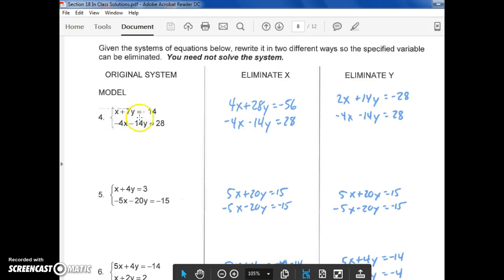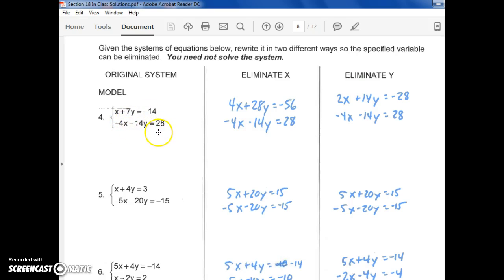On the back of this activity, we have the model, or well, we did the model. X plus 7y equals negative 14. Negative 4x minus 14y equals 28. And we're asked to set it up, but don't solve the system. So if you wanted to eliminate x, what would you have to do? Well, we would have to make sure that the x's here canceled out.